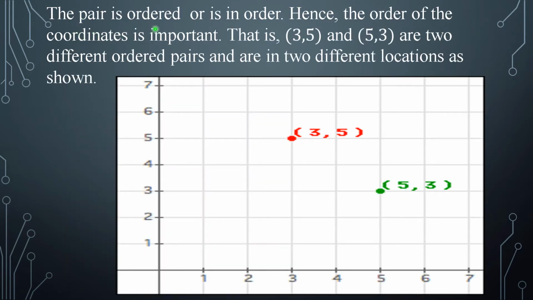The pair is ordered, or is in order. Hence, the order of the coordinates is important. That is, (3, 5) and (5, 3) are two different ordered pairs and are in two different locations as shown. So this one is (3, 5). This is 3, the x-coordinate, and this one is 5, the y-coordinate. So that's the intersection. And then let's have (5, 3). 5 is the x-coordinate, and then 3 is the y-coordinate. So as you can see, they are in two different locations.